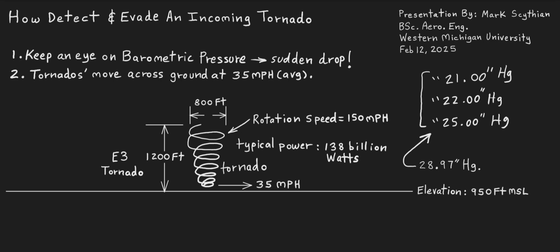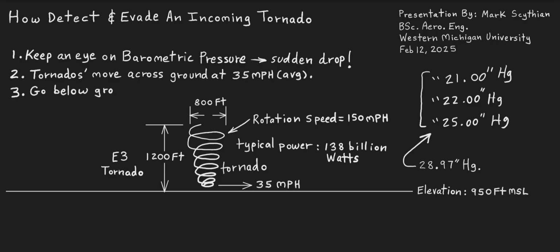But there are some advantages you have when dealing with tornadoes, and tornadoes only move across the ground. Their linear speed is about 35 miles per hour. So they rotate at about 150 miles per hour, but they move across the ground at about 35 miles per hour. So that's the advantage. If a tornado is incoming and you can't get underground and it's coming at you, you can see it half a mile out. You literally could drive away from it fast enough and get into the next town and escape it. So that's a huge advantage of tornadoes.